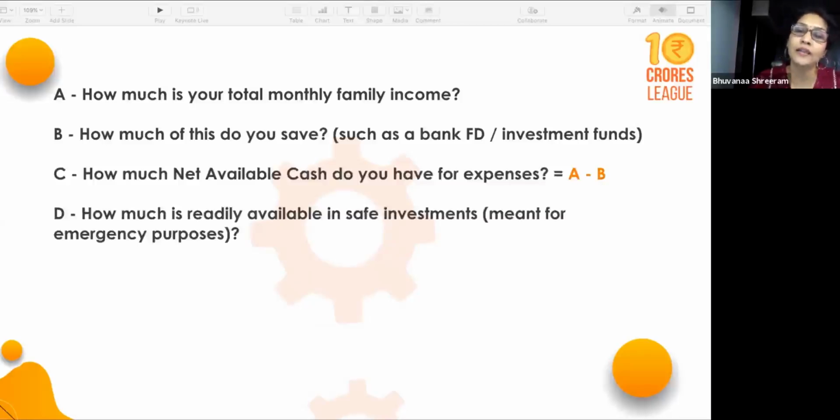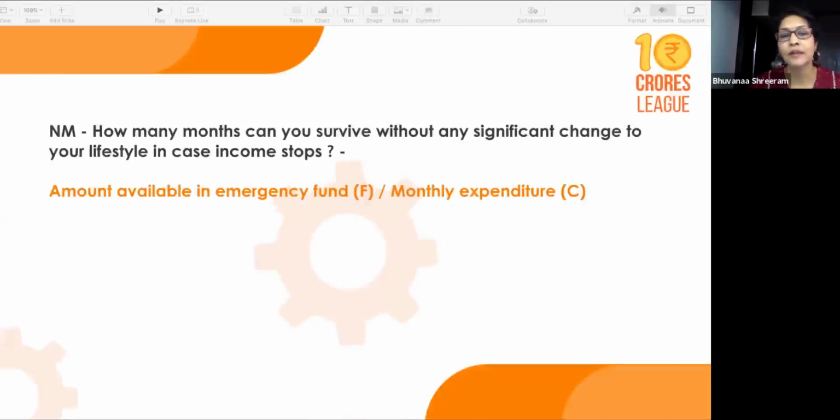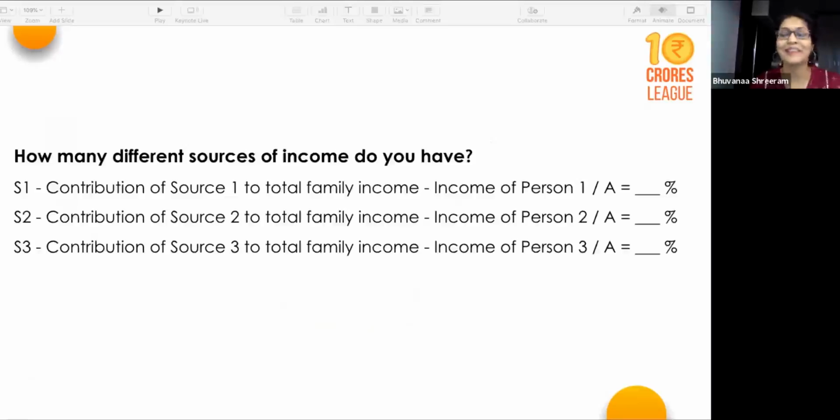Okay. Now let's extend this a little more. You don't have to tell me again. Please take note of this. How many different sources of income do you have? It might be that you're the only earning member, or your spouse might be earning, or you might have some business income apart from salaries. You might have some rent or some interest income coming from different sources.